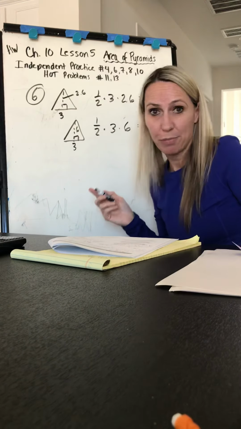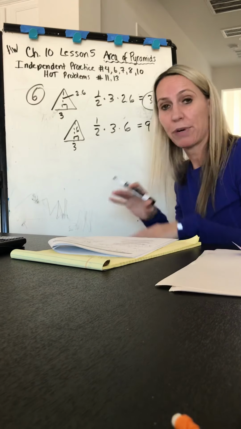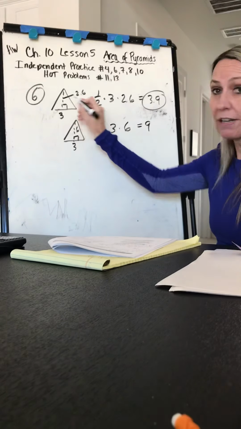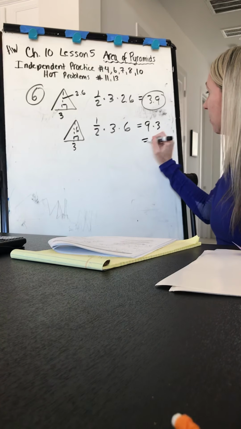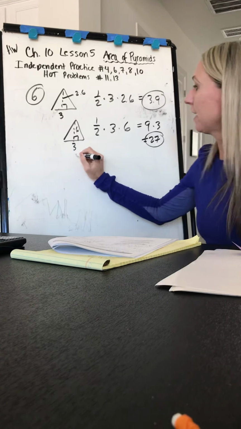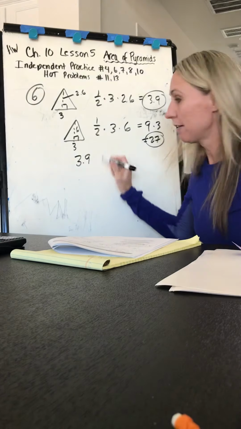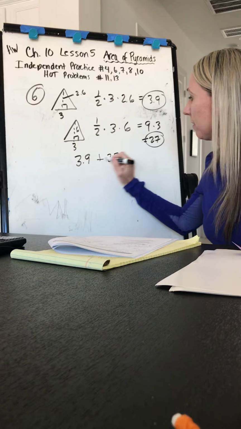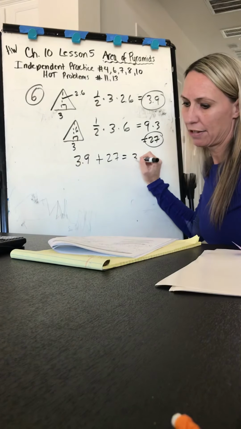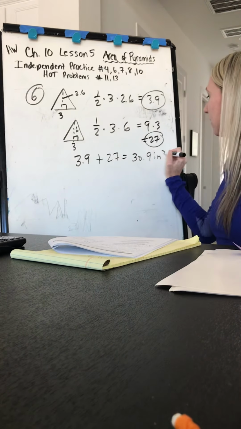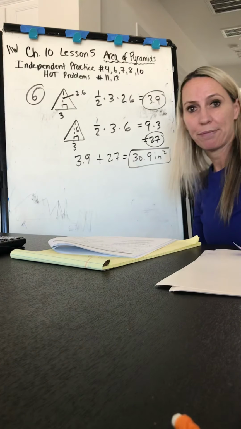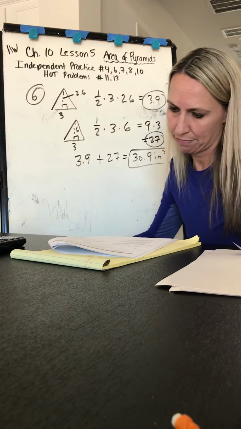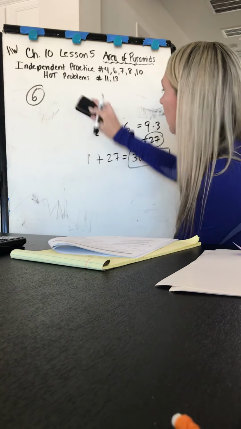Again, multiplication has a commutative property, so if you want to switch them around, it doesn't matter the order you do multiplication. So you get 9, and there's 3 of those. So 9 times 3 is 27. So then you're going to take the base area, which is 3.9, and all 3 lateral faces, which is 27, and we're going to add that together, and we get 30.9, and it's in inches, so it's going to be inches squared, or squared inches. Okay, that's number 6. Okay, let's do number 7 and 8.